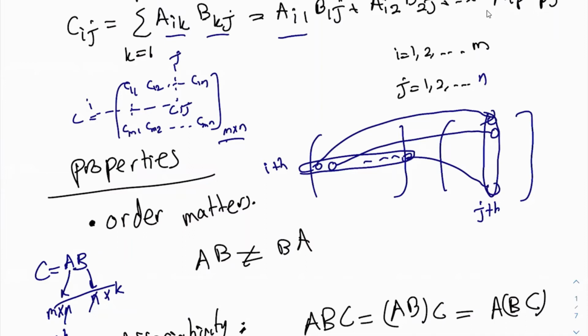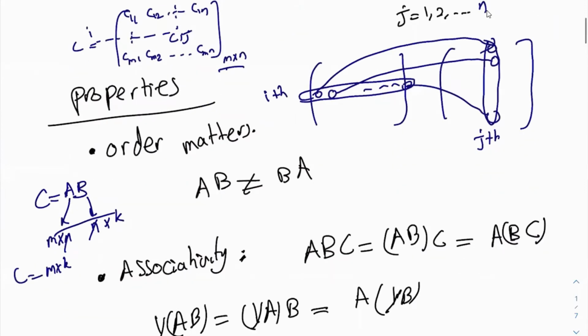Okay, now let's talk about the properties. The first property: order matters. What I mean by that? AB in general is not equal to BA. In general, they are not the same. But if you want to have a meaningful comparison of AB and BA, both A and B should be square matrices. Otherwise, at least one of them does not make any sense.